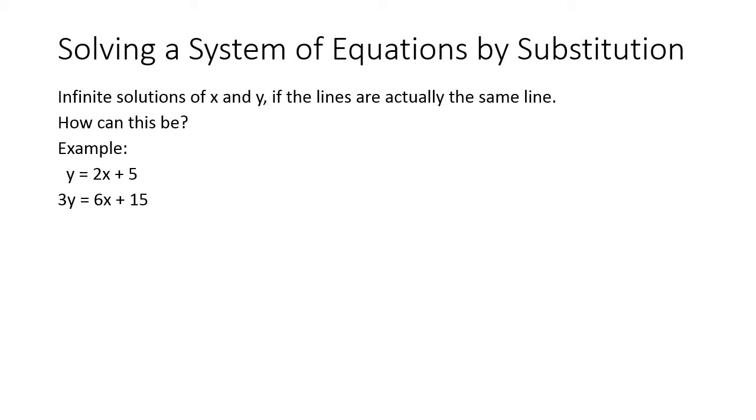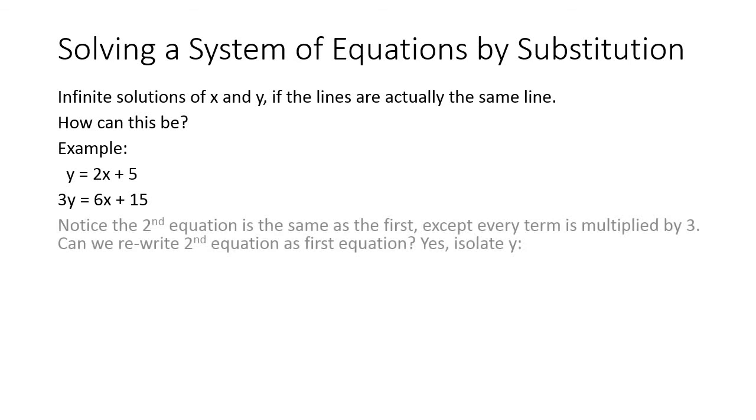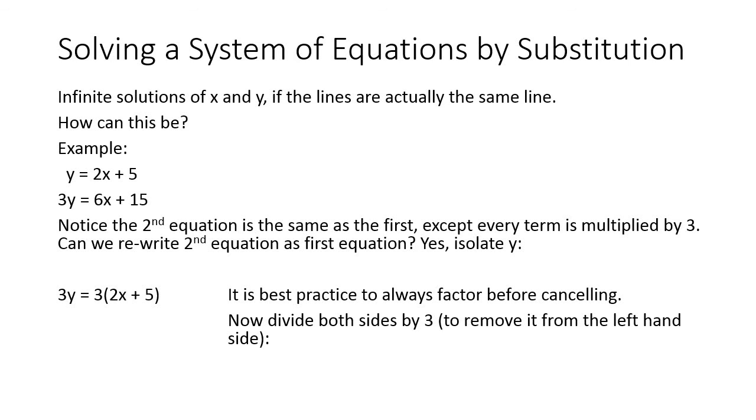They don't actually give you the exact same numbers in both questions, but you'll see here that the second equation is the same as the first, except every term is multiplied by a 3. So we have y times 3 is 3y, 2x times 3 is 6x, and 5 times 3 is 15. So can we actually prove that these are going to be the same equation? Yes, we can. Let's isolate y.